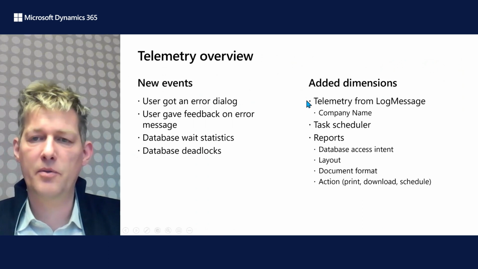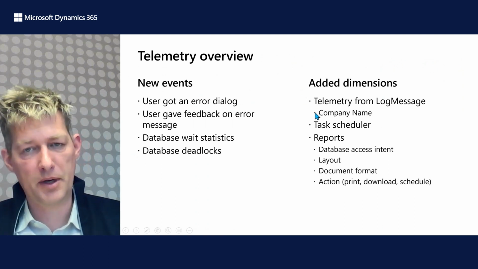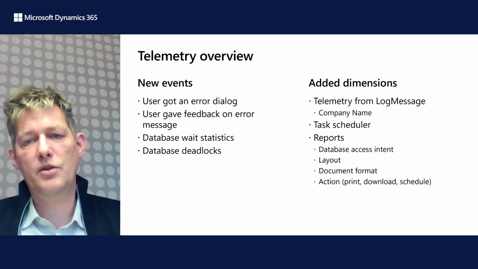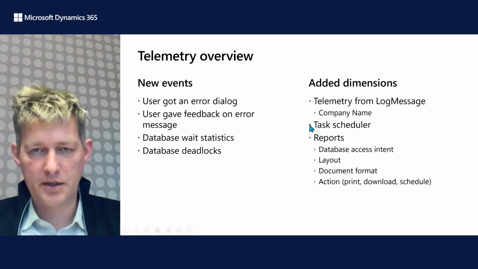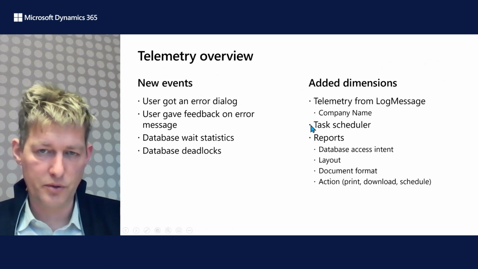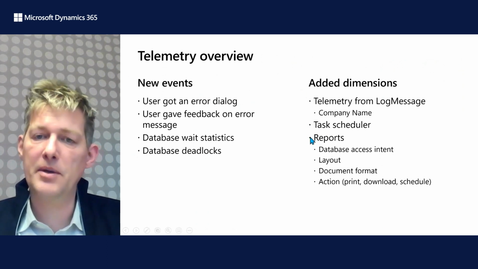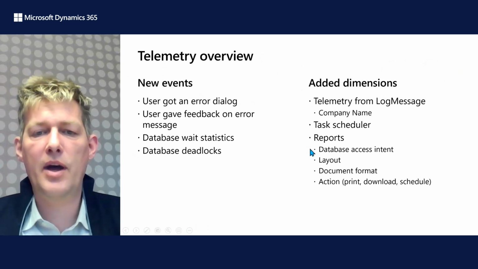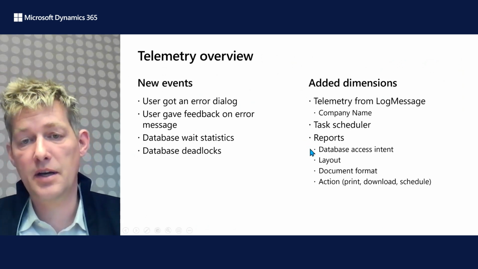Then some telemetry got additional dimensions. Any telemetry from log message now also logs the company name. The task scheduler telemetry got new dimensions that will make task scheduler telemetry much easier to use. And then maybe the most important is report telemetry now has dimensions for database access intent, which layouts are being used, which document format is being used, and what action the user has taken on that telemetry.